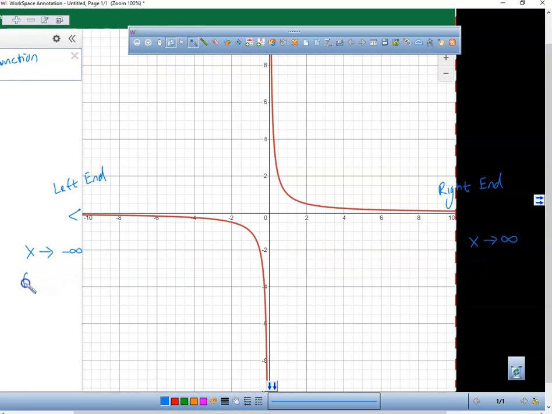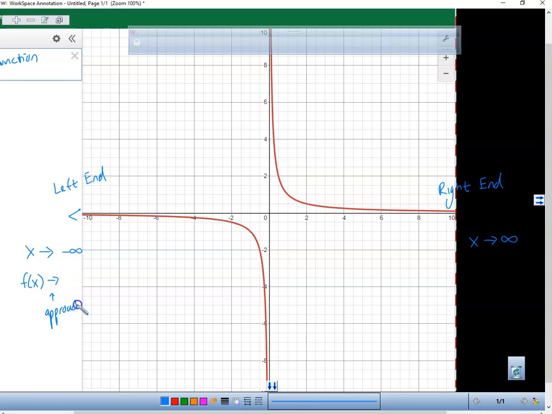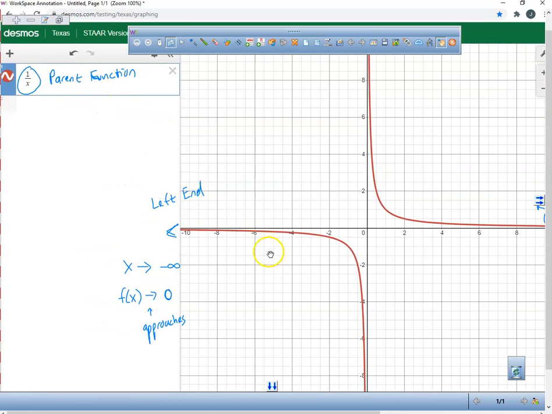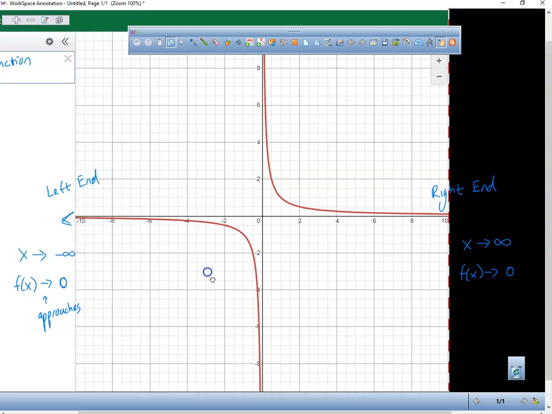But what are my y values doing? What are they approaching? By the way, this little arrow here means approaches, so you don't have to write the word approaches. So what are my y values approaching as x goes to negative infinity? It looks like they're getting close to 0. And over here, as my x values are traveling, what's happening to my y values as well? They're getting close to 0. And that's your right end behavior and your left end behavior for what's called the parent function for all rational functions.